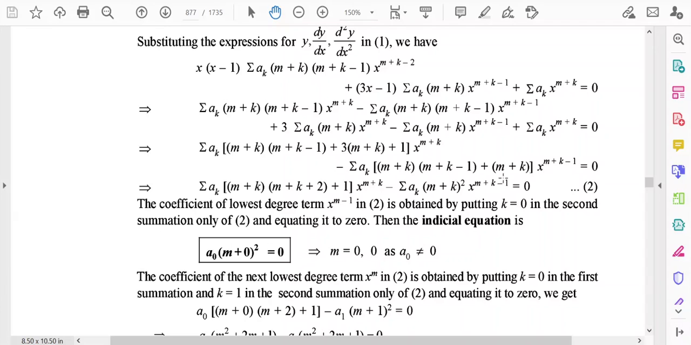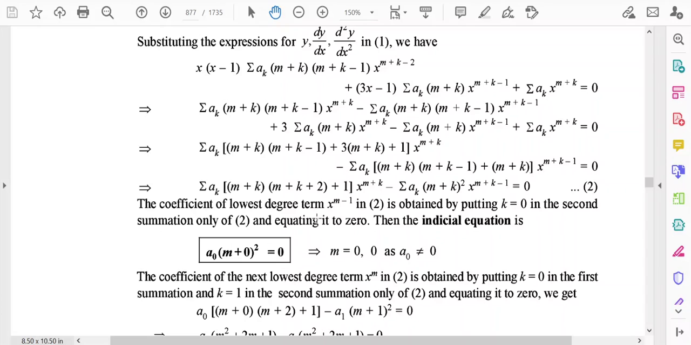Now look at this term, x to the power m plus k minus 1. The coefficient of the lowest degree term, x to the power m minus 1, in this equation can be obtained if we put k equal to 0 in the second summation only. If we put k equal to 0, then the power of x will be m minus 1, but this is only valid for the second term, because for the first term, putting k equal to 0 will make it x to the power m.